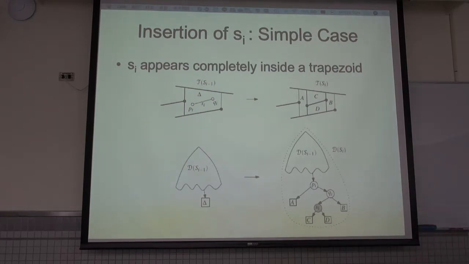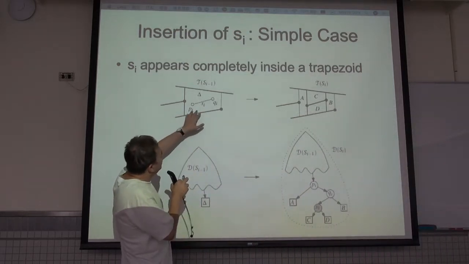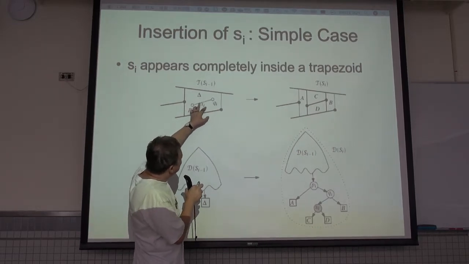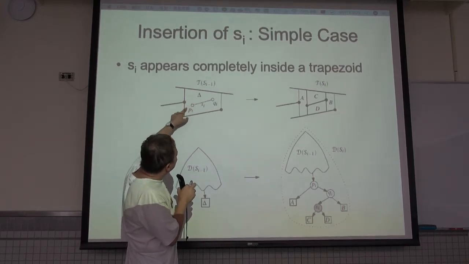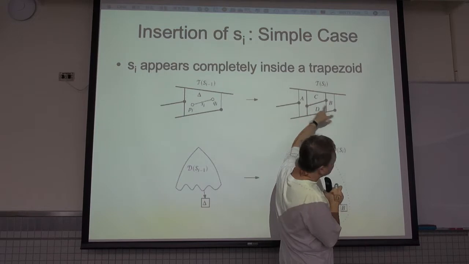Now it's the interesting thing. Assuming we already finished adding i minus 1 segments, S1, S2, S3 up to Si minus 1, now we are adding Si. Say Si is completely contained in this trapezoid. You will find that Si is going to destroy the original one and make the original trapezoid become something like this, right?